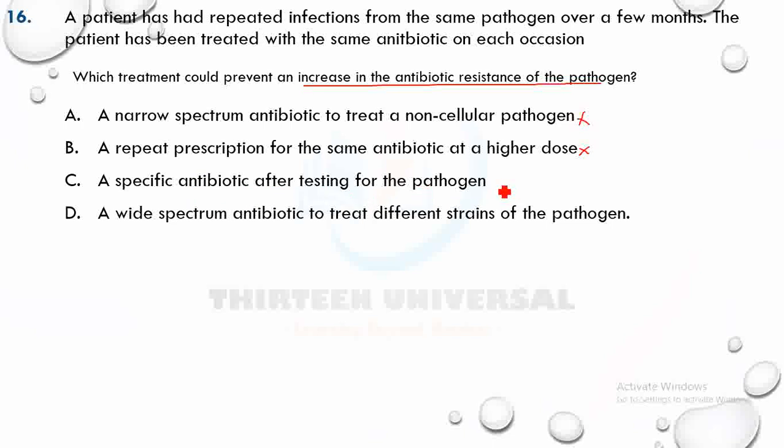Okay, yeah, this makes sense. But let's look at a wide spectrum antibiotic to treat different strains of the pathogen. Now, if you want to treat different strains, different types of infection, you use of course wide spectrum, but here you use narrow spectrum. Okay, so the answer is C. Do you get? So let's go to the next question.